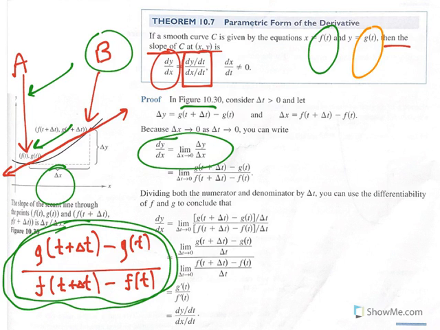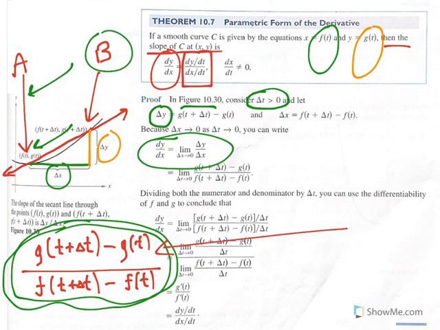So in the figure, consider delta t that's positive, and let delta y, because we're looking for slope, slope is change in y over change in x. So you have delta y here, and then you have delta x here. So you have delta y, and you have delta x. And delta y is what I wrote here. That's delta y. And delta x is what I wrote in the denominator. That's delta x.